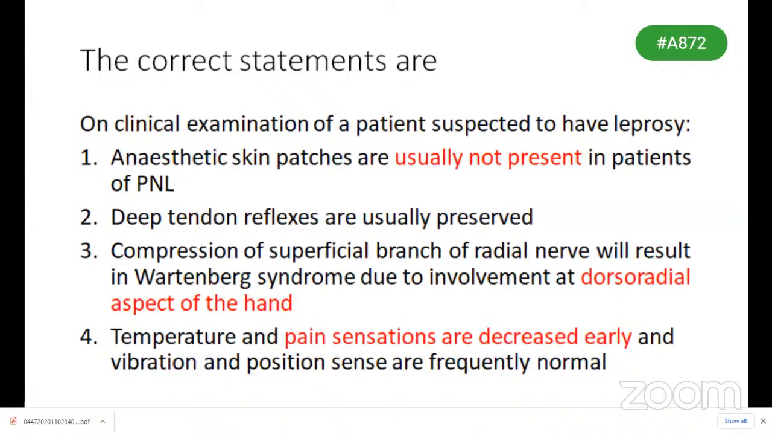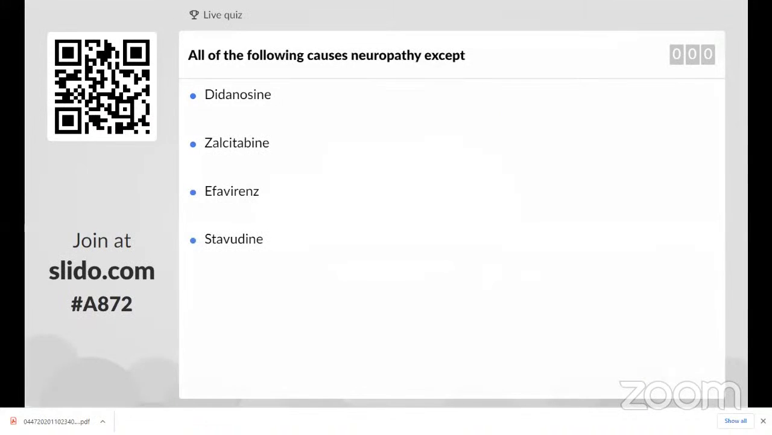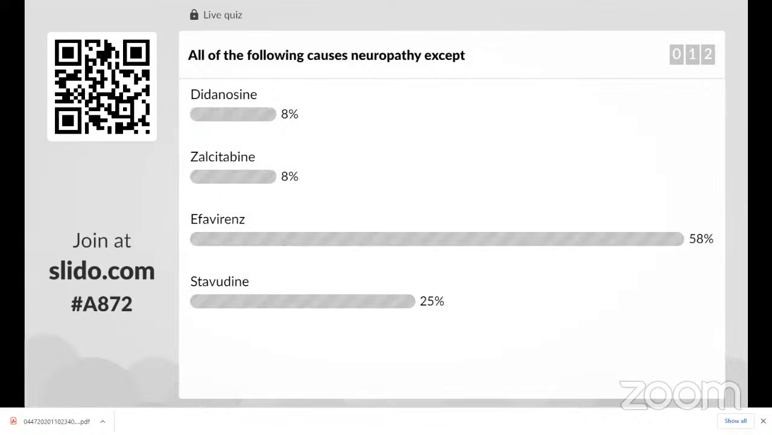Okay, moving away from leprosy to the next group of lectures that we heard. So let's talk about HIV. Simple question. All of the following cause neuropathy except didanosine, zalcitabine, efavirenz, and stavudine. A very simple question. Probably 100% of people would answer this. Okay, 58% of people voted correctly.